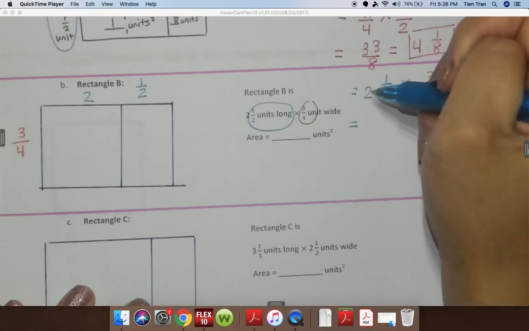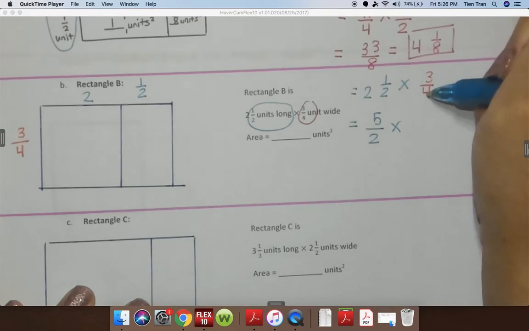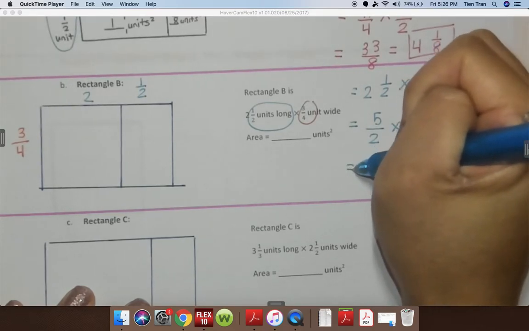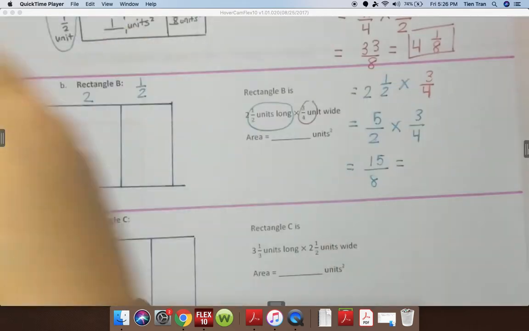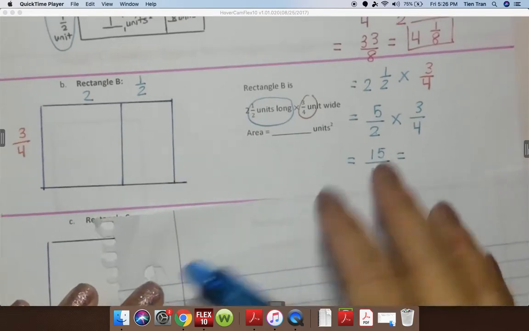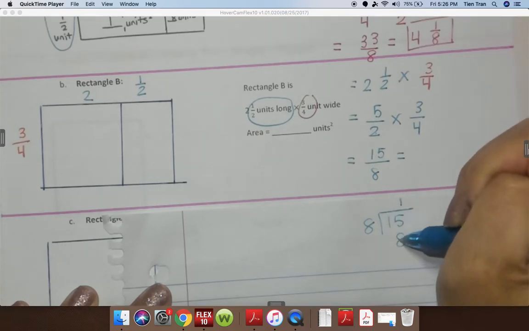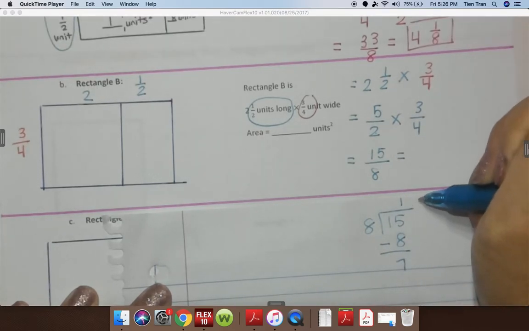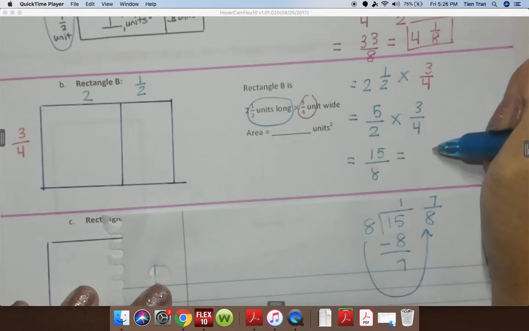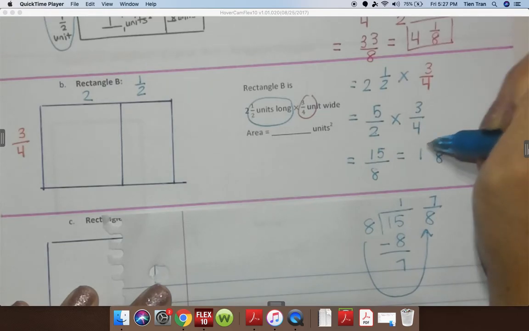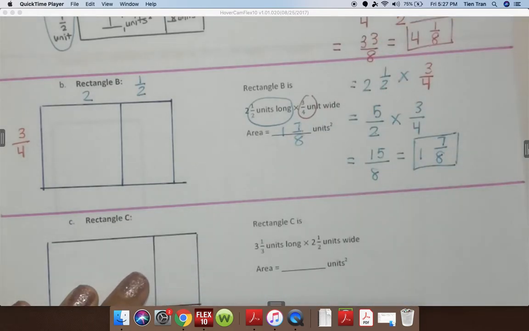2 times 2 is equal to 4. 4 plus 1 is 5. I have 5/2 times 3/4. I know that 5 times 3 is 15. 2 times 4 is 8. And now I'm going to divide. 15 divided by 8. 8 goes into 15 once. 15 minus 8 is equal to 7. So my remainder is 7. And my denominator is 8. So I have 1 and 7/8 as my final answer. 1 and 7/8 units squared.